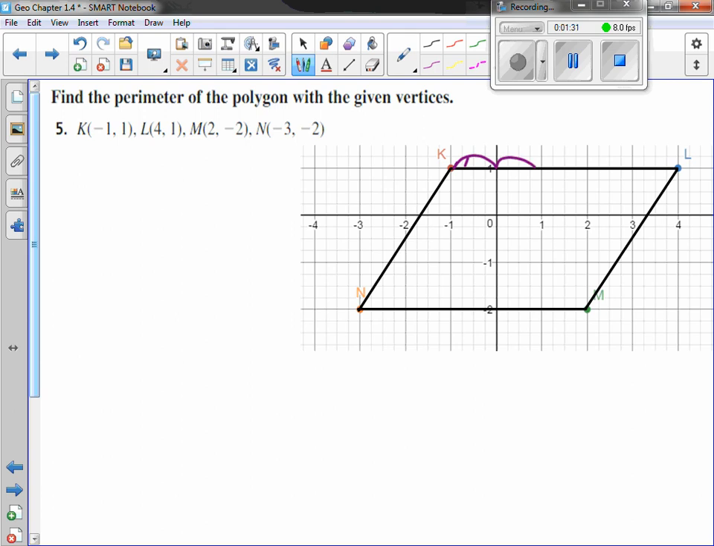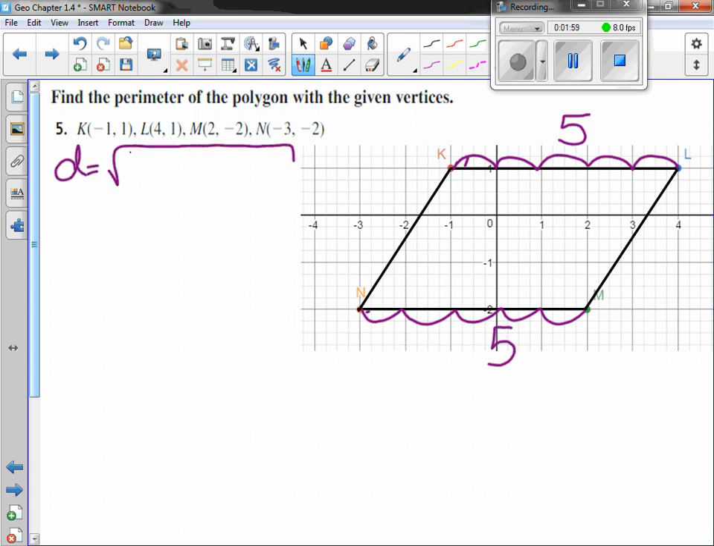So we have 1, 2, 3, 4, 5. So this here is a distance of 5, but down here we've got 1, 2, 3, 4, 5. So this was kind of easy because it gave us two of the lengths, yes? So we just need to find the other two. And we're going to do that by using the distance formula.